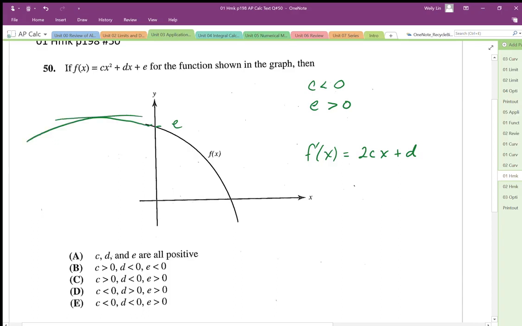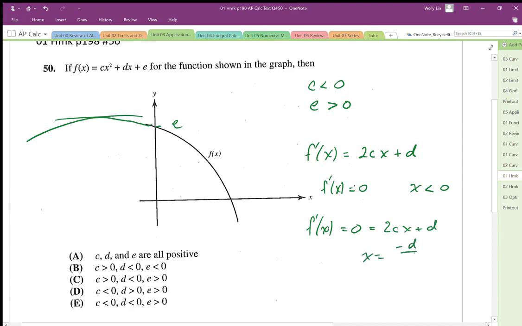It looks like the horizontal tangent is going to be in the negative position. So that means that this x position, where f prime of x equals 0, we know that x must be less than 0. Okay, so we can then solve f prime of x equal to 0 in terms of c and d. So x is equal to negative d over 2c.